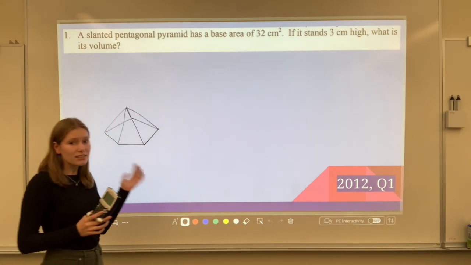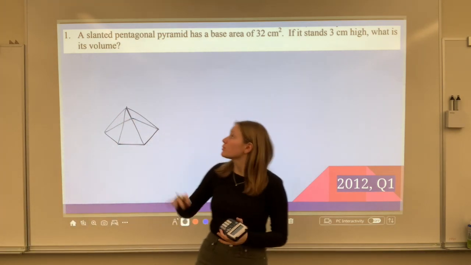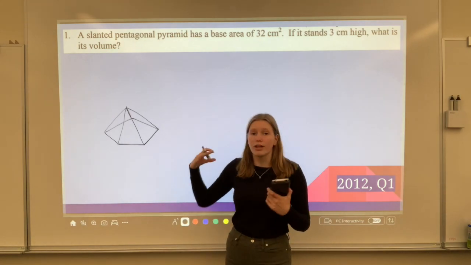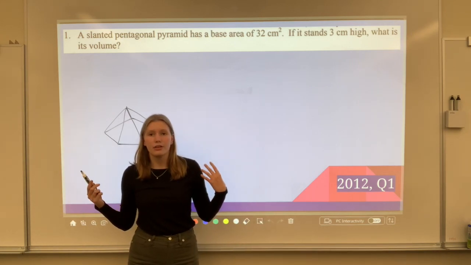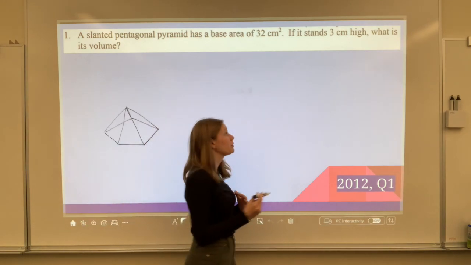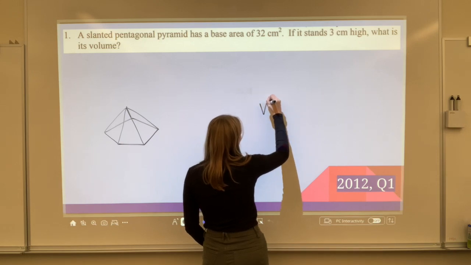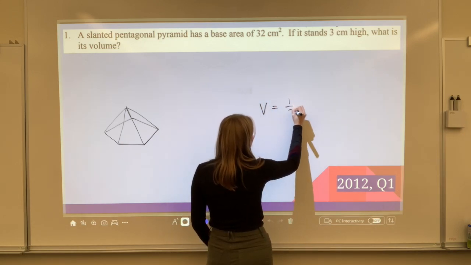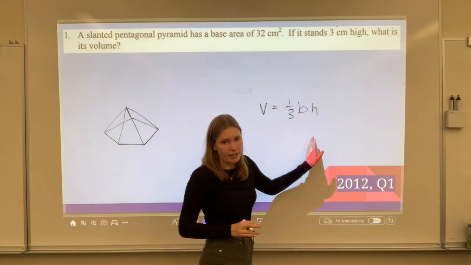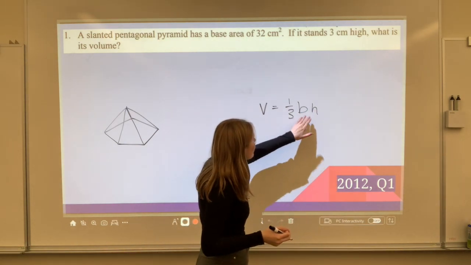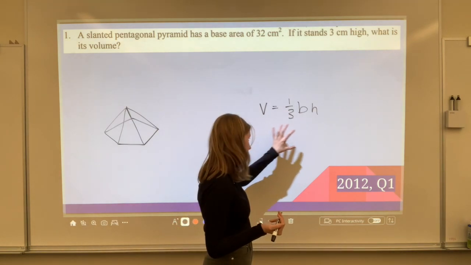But that isn't really relevant for this problem because we're given the height. And the way that we find the volume, the formula involves the height. So the formula of the volume for this pentagonal pyramid is going to be volume equals 1/3 base times height. And note, this is the area of the base. So if you need to calculate that, just do that before you plug everything into your formula.